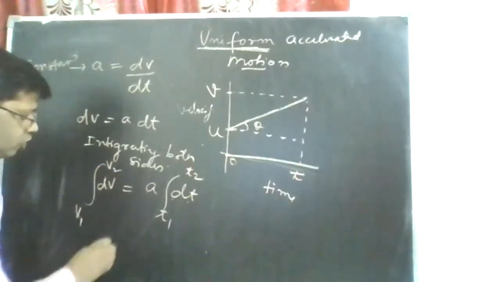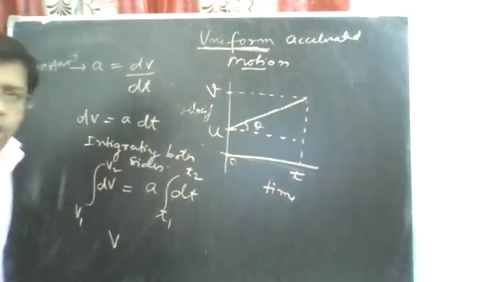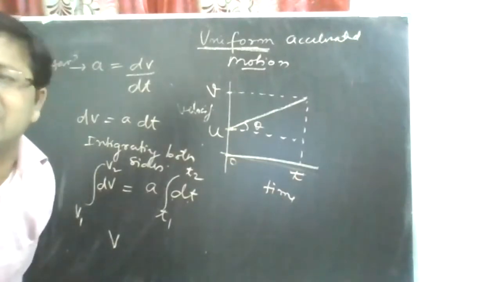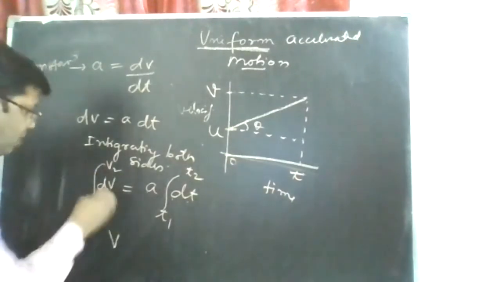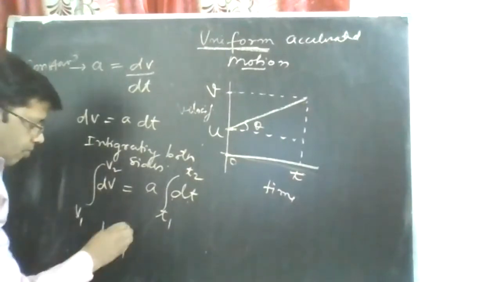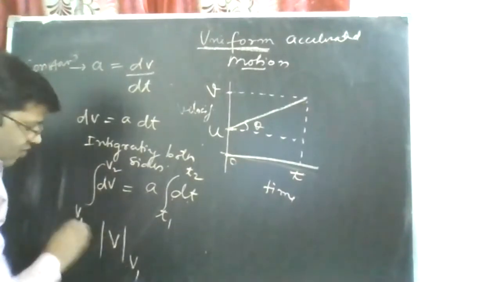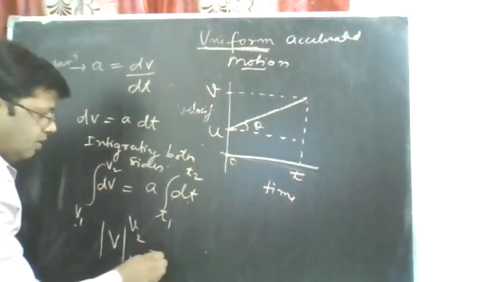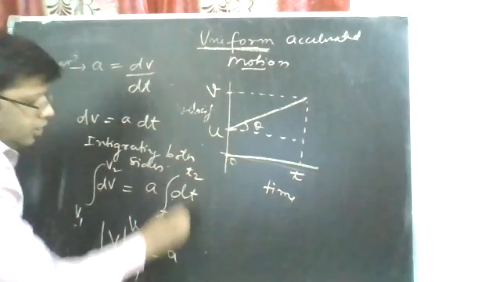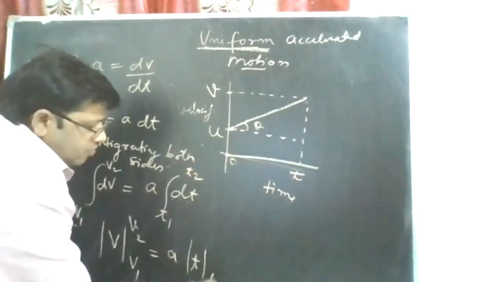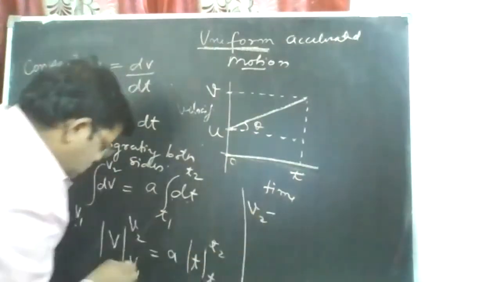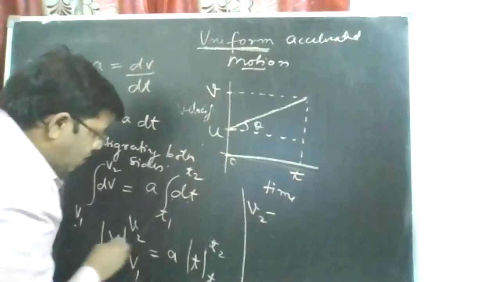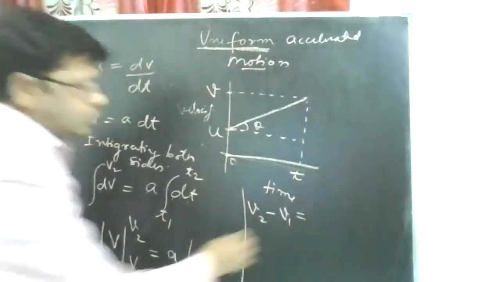So what is the integration of dv? Yesterday I told you the integration of dx is x. Similarly, the integration of dv is v. Put mod sign, lower limit v1, upper limit v2. a, integration of dt is t, lower limit t1, upper limit t2. Now put upper limit v2 minus lower limit. a is constant.